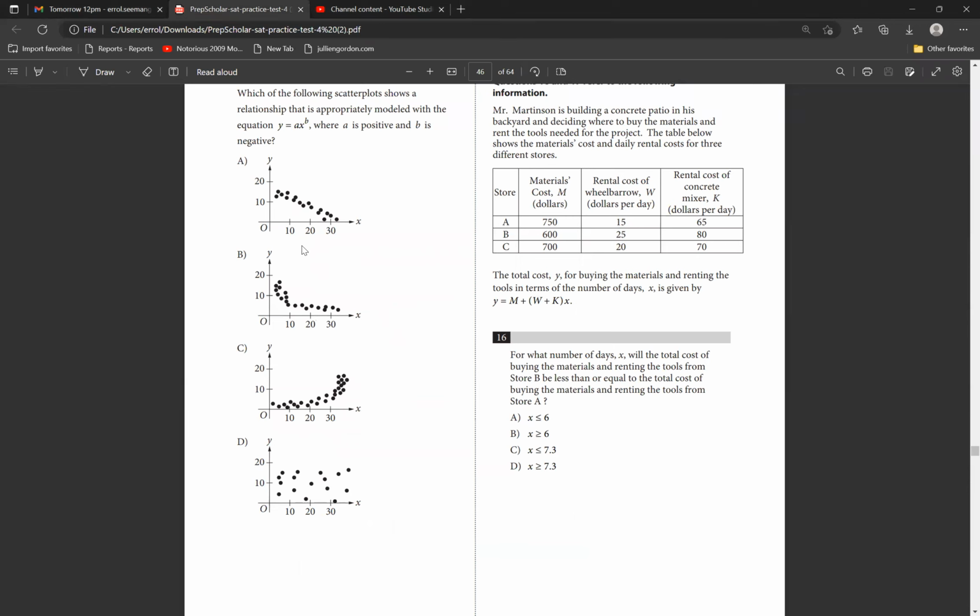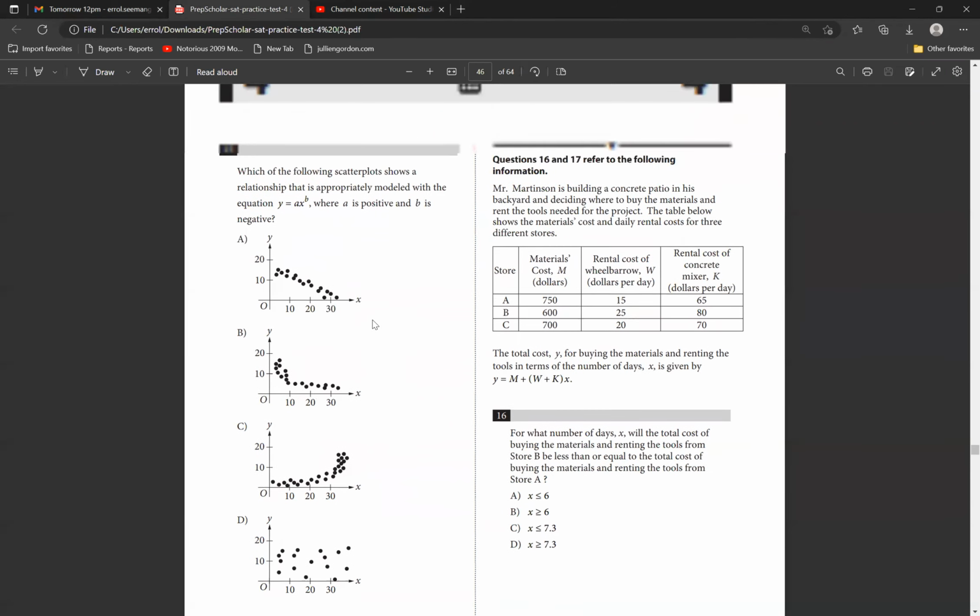Okay, so they're saying that it's exponential decay. So it's not linear decay. A would be linear decay. B would be exponential decay. So it should be exponential decay, because B is negative. That means that as B gets smaller and smaller, this dot gets closer to the x-axis. Okay. So that one would be B.